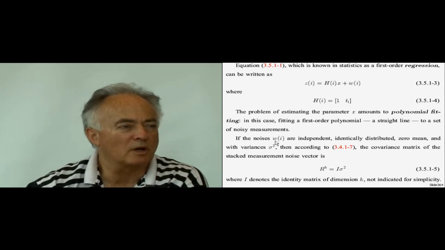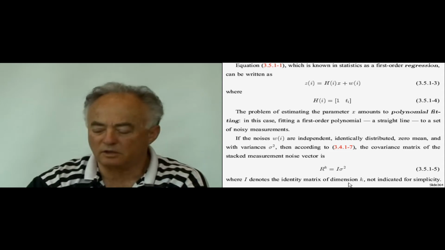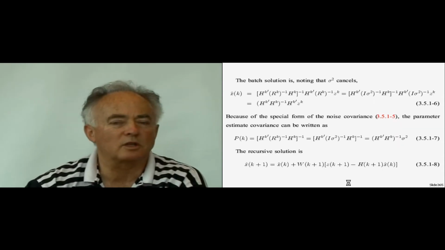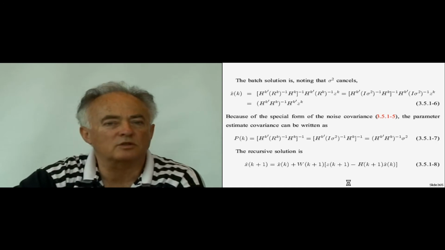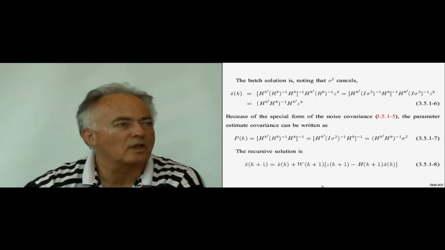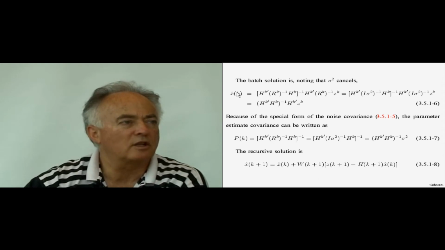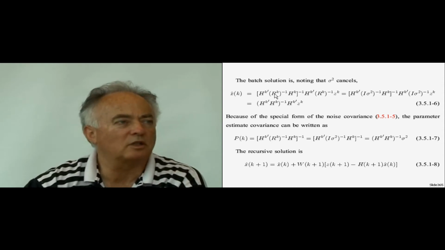Now, if the noises wi are independent, identically distributed, zero mean, and with variance sigma squared, then the covariance matrix of the stacked measurement noise vector is R super k equal to I sigma squared, where I is a k by k identity matrix. So we are setting up again the least squares solution. It's going to be slightly different than what we had before. The R is an identity times sigma squared, but the H is [1, t] for the corresponding time.